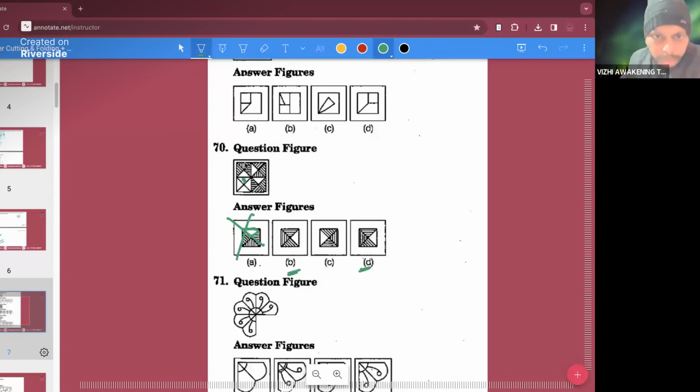Now let's look at these orientations carefully. One we have chucked out. C also will have to be checked out because these two will be filled. This one needs to be filled. C also chucked out.